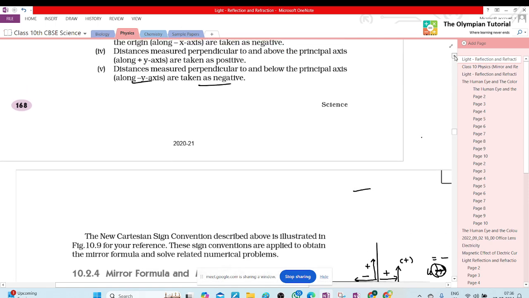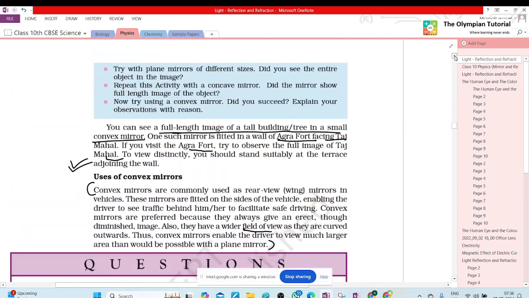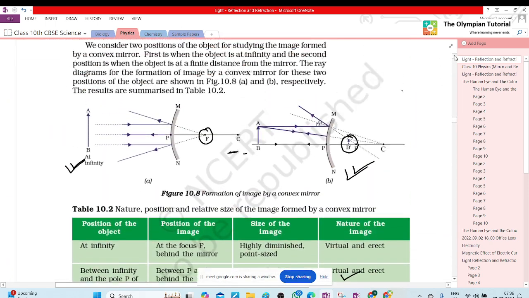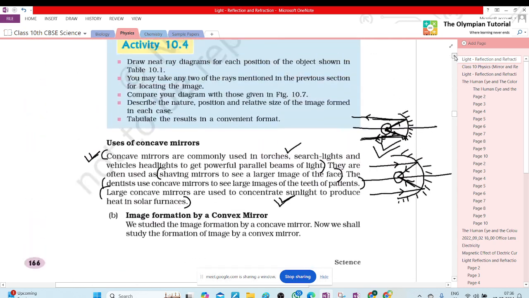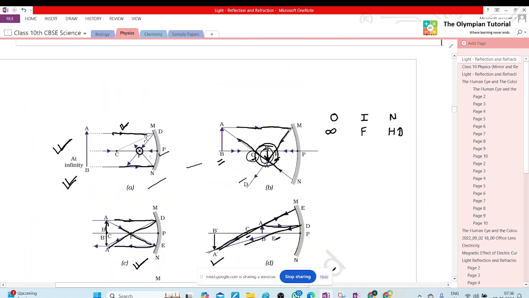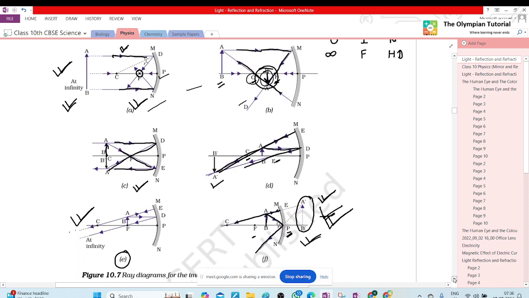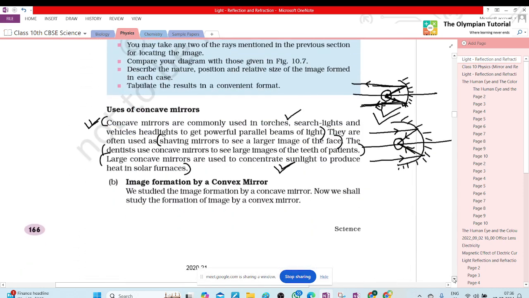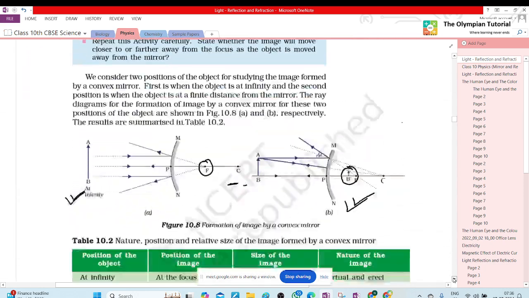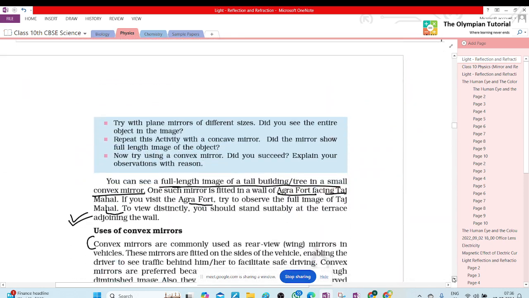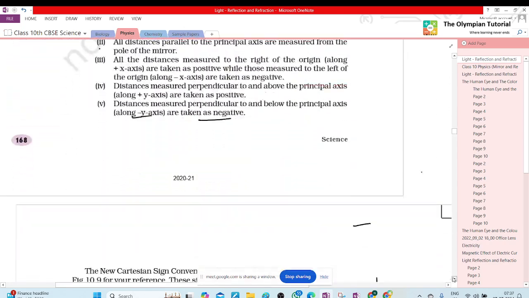For the solar furnace, we will do the first diagram, because the rays are coming parallel, and after reflection they are concentrated at the same point. They converge at the same point. That's why more heat is produced. And the last one is for the dentist and as a shaving mirror. Okay. Now, sign convention of spherical mirror.